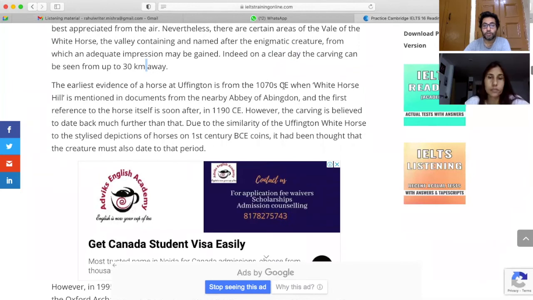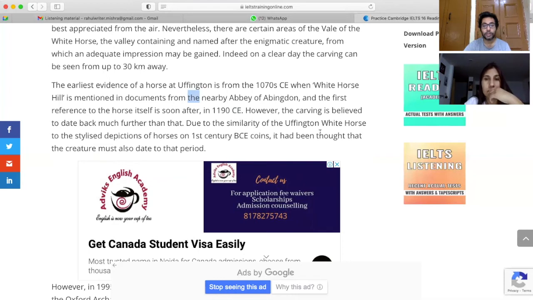From 1000 CE, the evidence of a horse at Uffington is presented, when the White Horse Hill is mentioned in documents from the nearby Abbey of Abingdon, right? And the first reference of the horse comes in 1190 CE. But now the carving is believed to date back much further than that. We have already discussed that the exact date of when the Uffington horse was built is not mentioned.